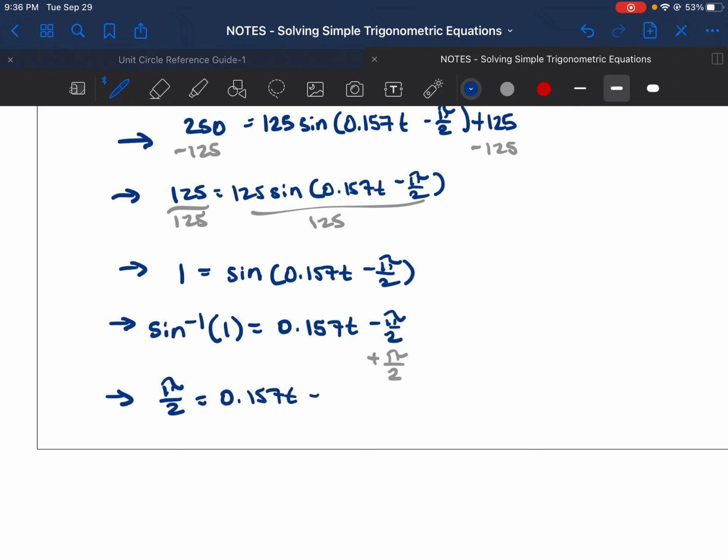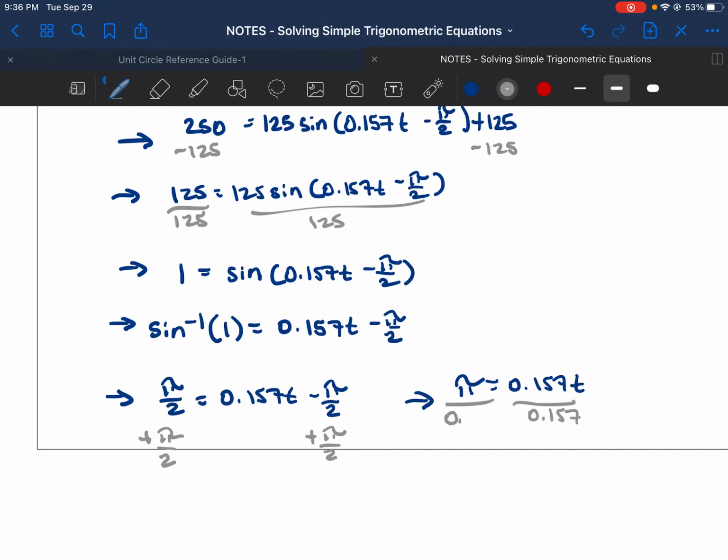Let's just go ahead and write this step down right here. All right, so add pi over 2 to both sides. Pi over 2 plus pi over 2 is going to be 1 pi. So pi equals 0.157t. And then lastly, we would divide the 0.157 on both sides. And if you put that into your calculator, you're going to get that t is approximately equal to 20 seconds.